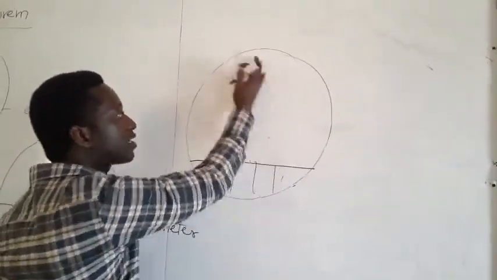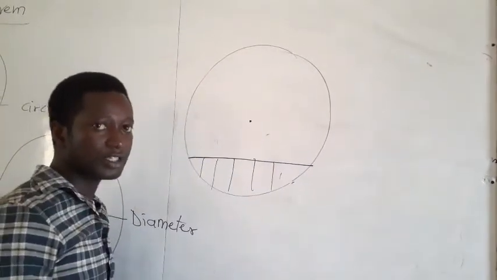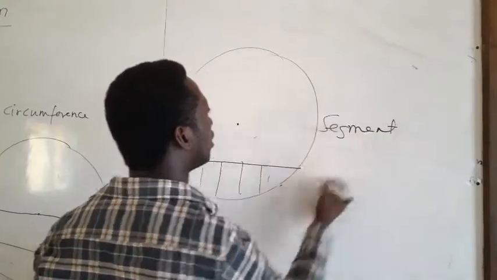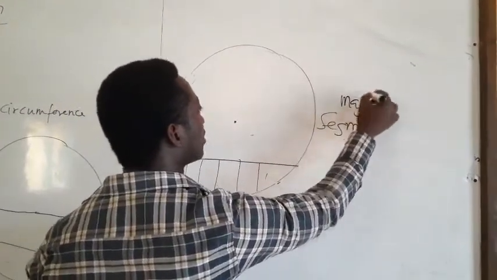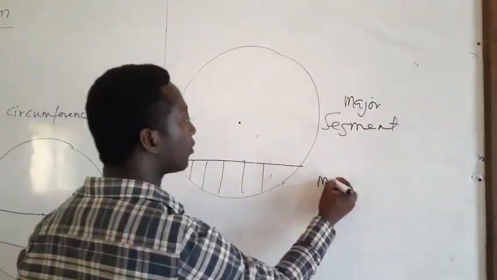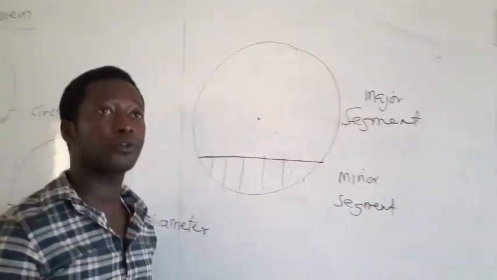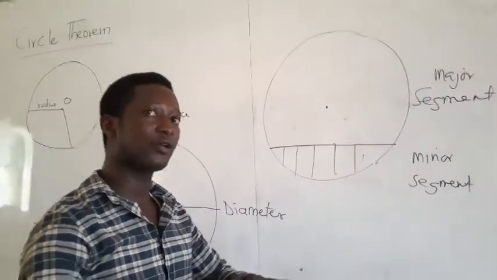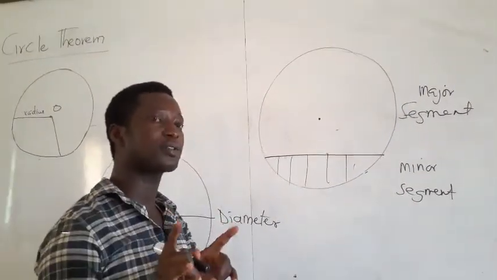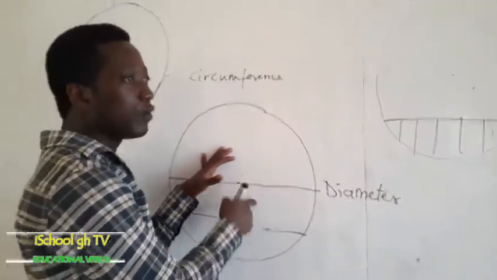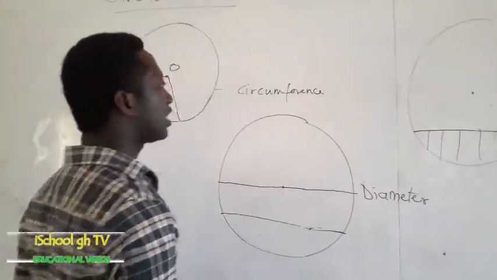So this is the small part, and this is the larger part. Now the larger part is called the major segment. Major segment. And the smaller part is called the minor segment. So anytime you draw a chord, you divide the circle into 2 parts, not equal parts. For the circle to be divided into 2 equal parts, then we make use of the diameter. So that is that for a chord.